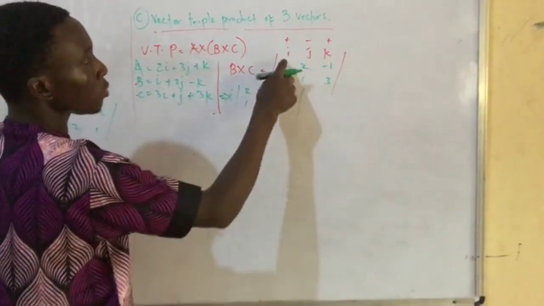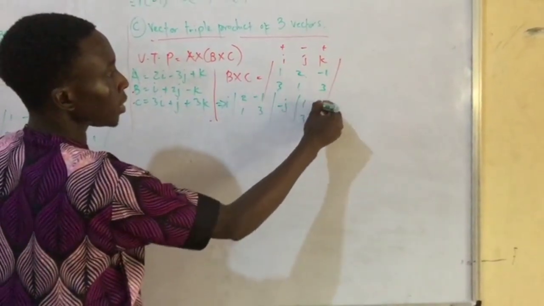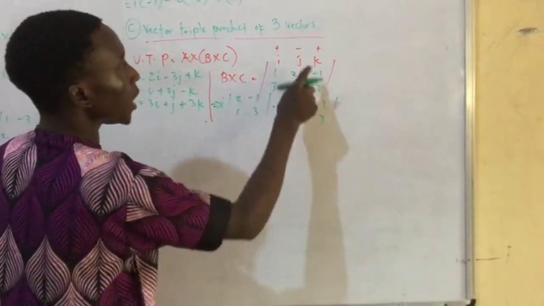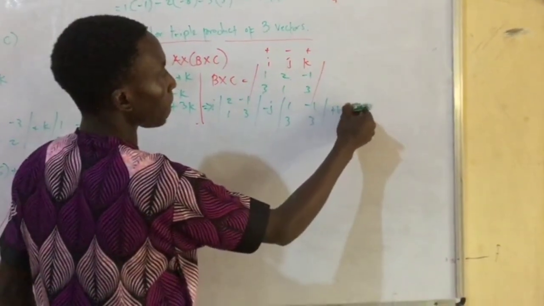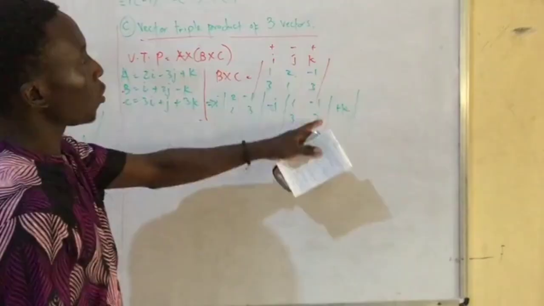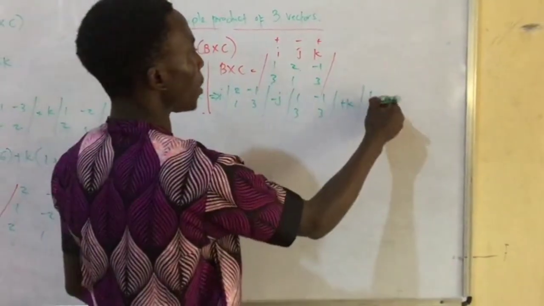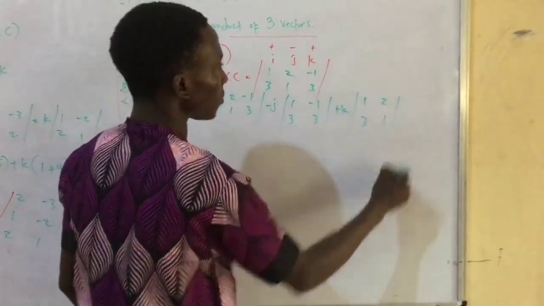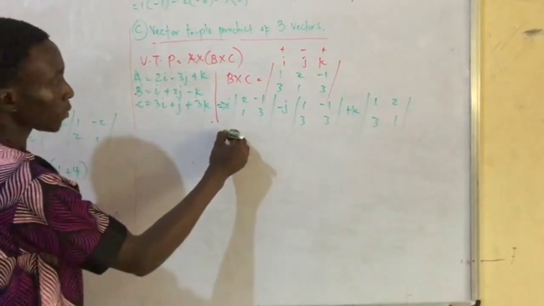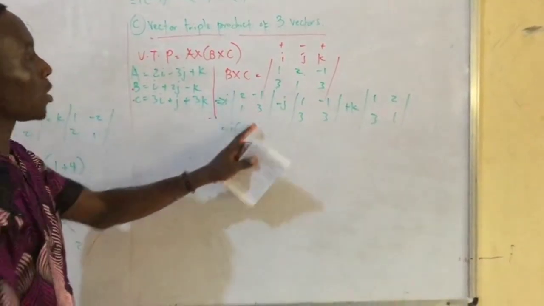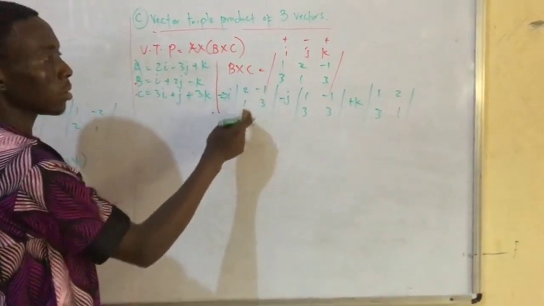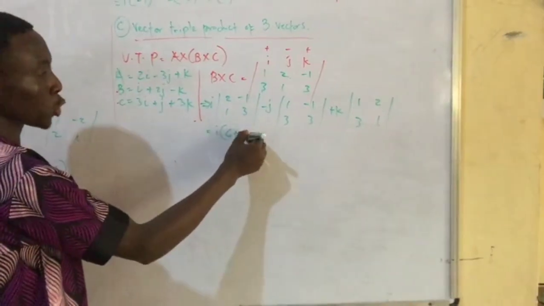Minus j. This goes out, this goes out. We have this and this: 1, 3, minus 1, 3. Then plus k. This goes out, this goes out. We have this and this: 1, 3, 2, 1. So now we can simplify further. In our i now we have 2 times 3, which is 6. Then minus, this will give us minus 1, which is equal to plus 1.